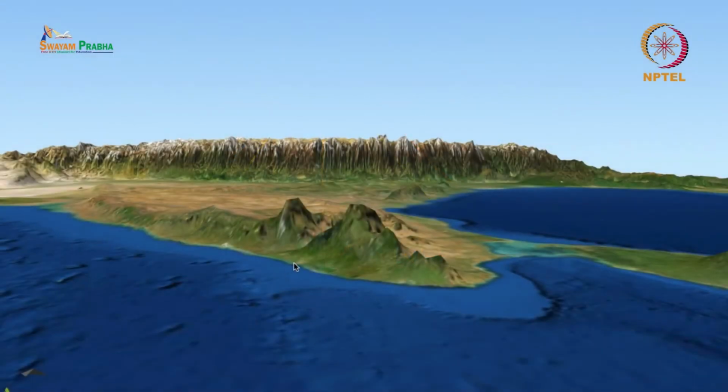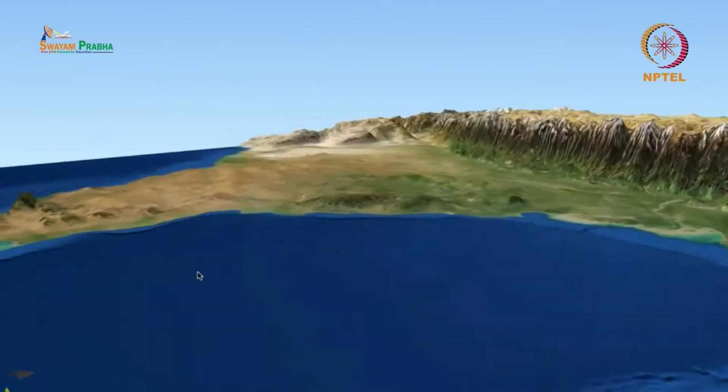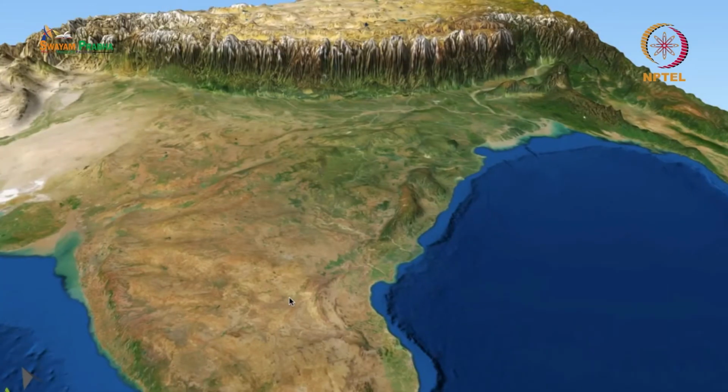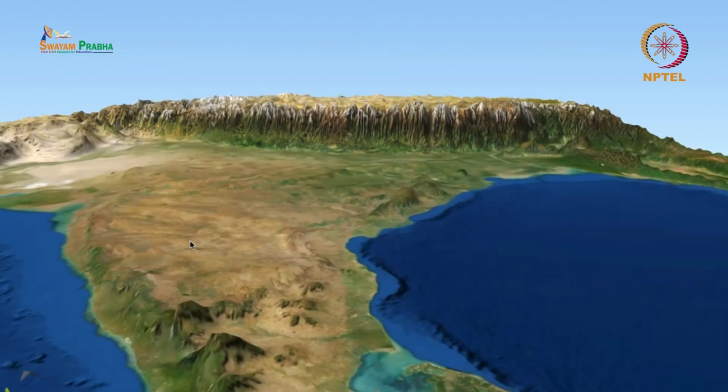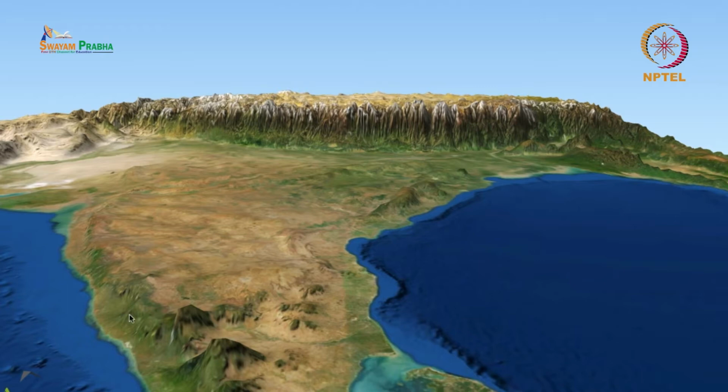Now if we consider the Western Ghats, we'll find that the windward side, that is this portion, will receive an intense amount of rainfall, whereas the leeward side, which is this portion, will receive very little rainfall. And you can even observe that in the satellite imagery: the windward side is very green in color and the leeward side is yellowish in color, showing that there is less vegetation in this portion.